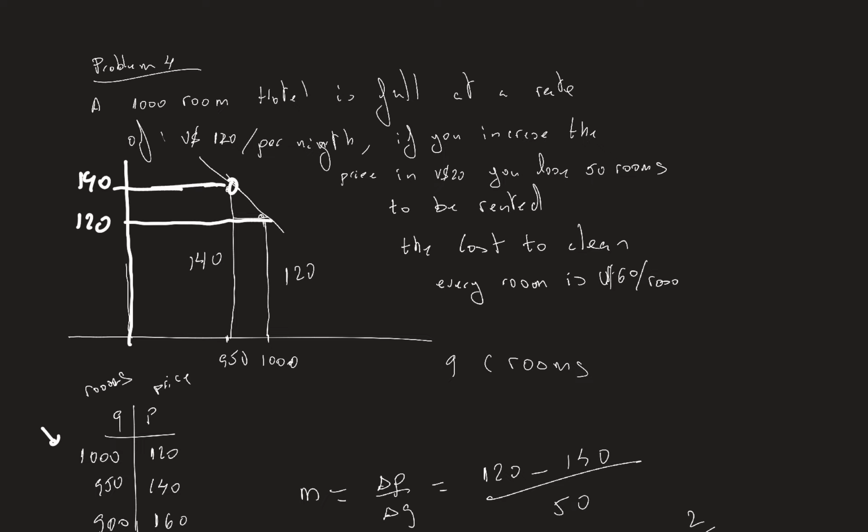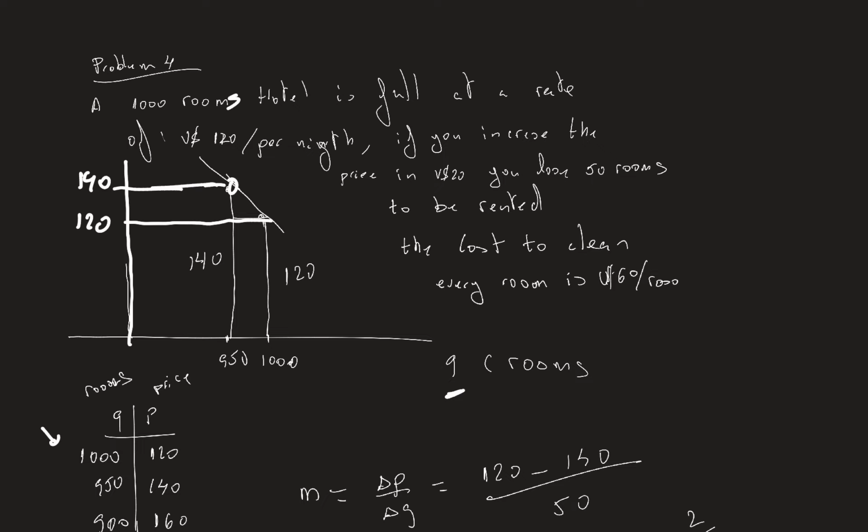So if you can have your hotel full, it means that the number of rooms here is 1,000. And if you can have the hotel fully booked at the price of $120 per room, it means that you are at this point: the hotel is full, 1,000 rooms, rented at $120.